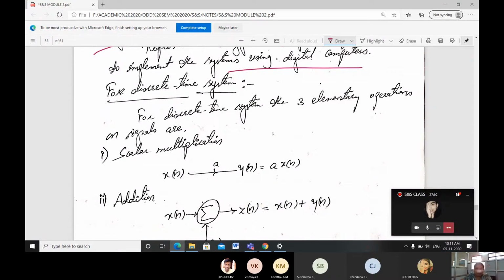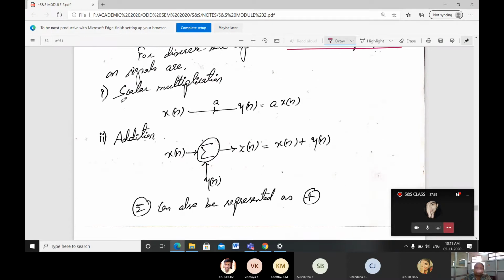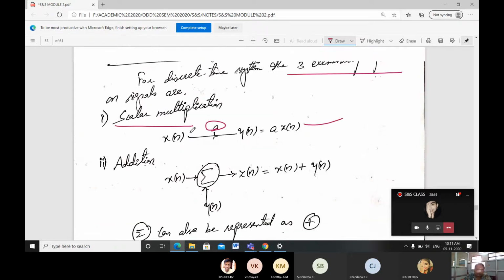Okay. A discrete time system has three elementary operations on signals. The first one is scalar multiplication, that is x of n. The scaling factor is a. We show it by an arrow like this. You will get the output y of n. The output is nothing but a into x of n. This is one elementary operation.